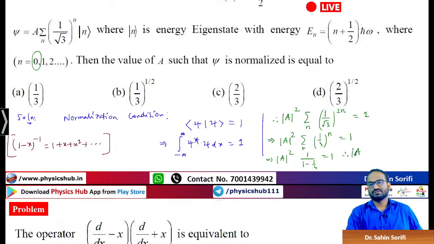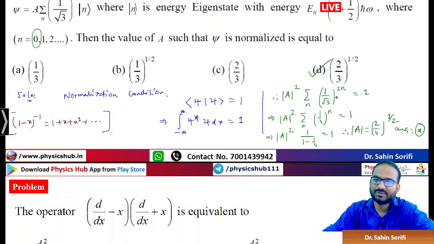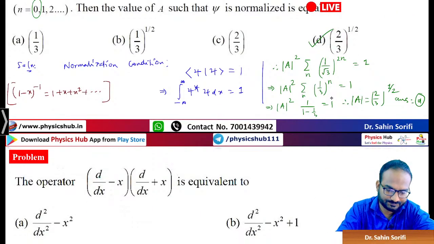A is equal to square root of 2 by 3. Matching with option D. Simple problem it was. I hope this is clear.